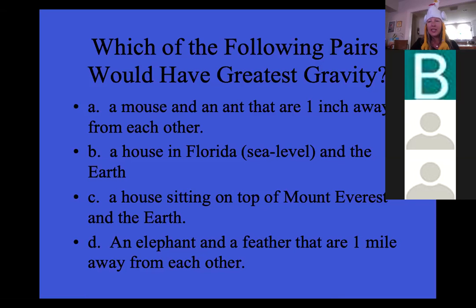So we've kind of established, I think, that the two houses in B and C have the most mass. They're more massive than a mouse, an ant, a feather, or an elephant. So it's going to be B or C for mass. Now, which one is closer? Which objects are closer to one another? The house in Florida at sea level and the Earth, or the house and the Earth, but the house is on Mount Everest, so it's at the top of the mountain instead of at sea level. What do you think, John?